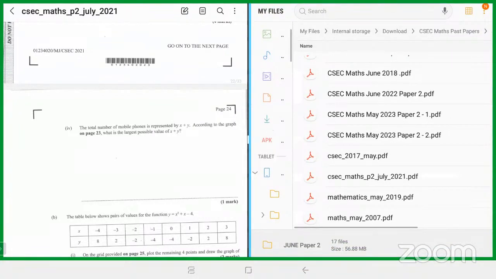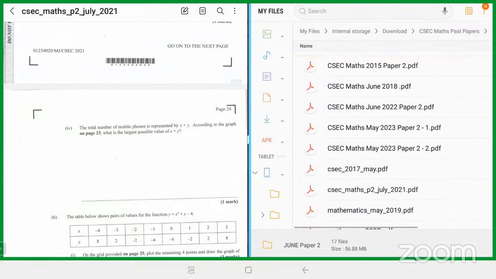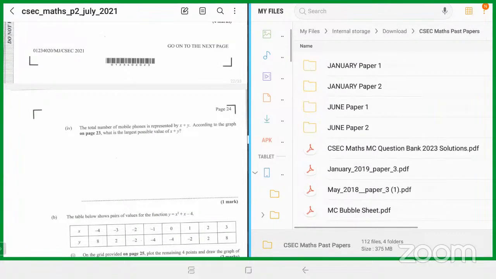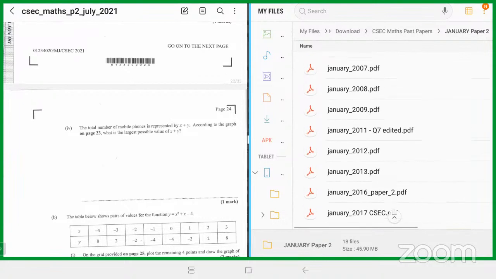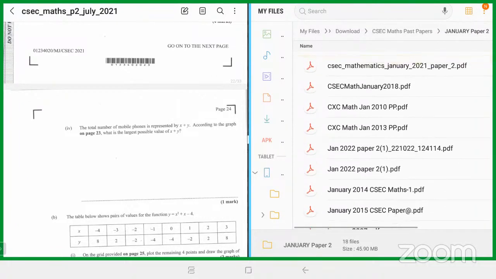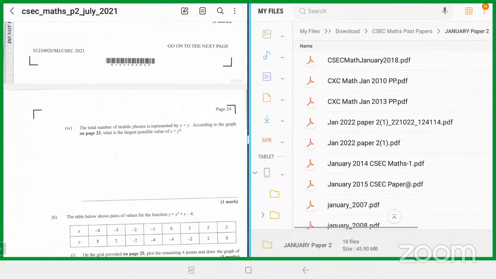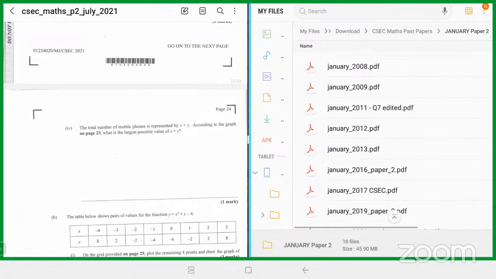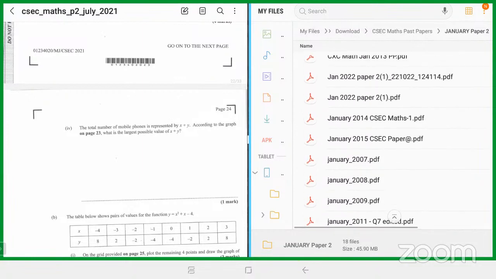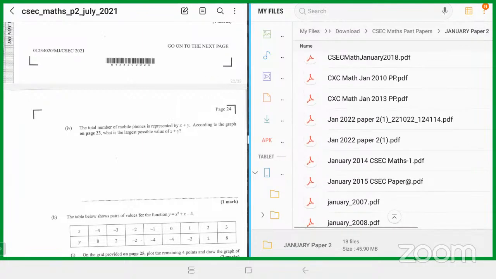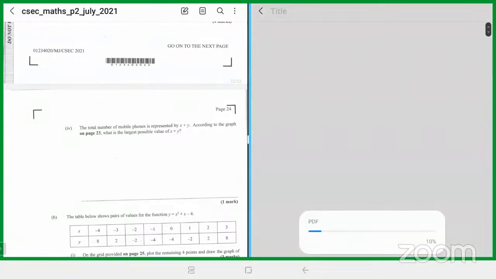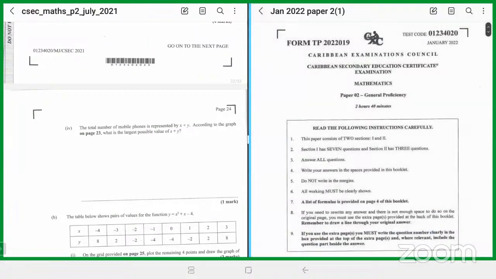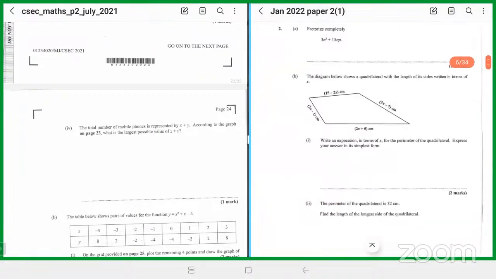All right, let's take a recent January paper. Maybe 2023 January. This is 2021, 2022. All right, let's go for 2022. This is January 2022, Section 2.